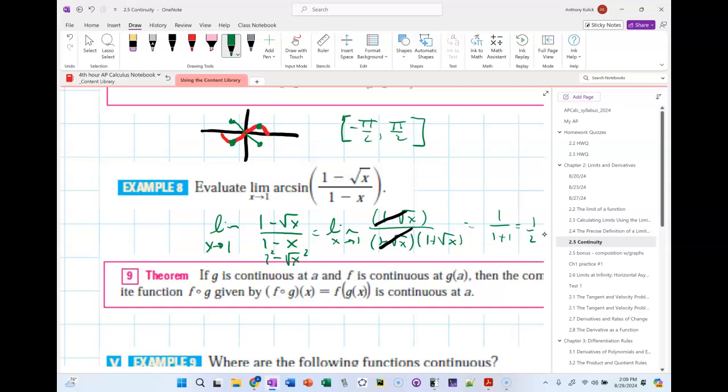Everybody good there? Is 1/2 inside of negative pi over 2 to positive pi over 2? Yeah, right? Pi over 2 is like 1.57. So we're in there. So this is just going to equal sine inverse of 1/2, which is a unit circle value: 30 degrees or pi over 6.